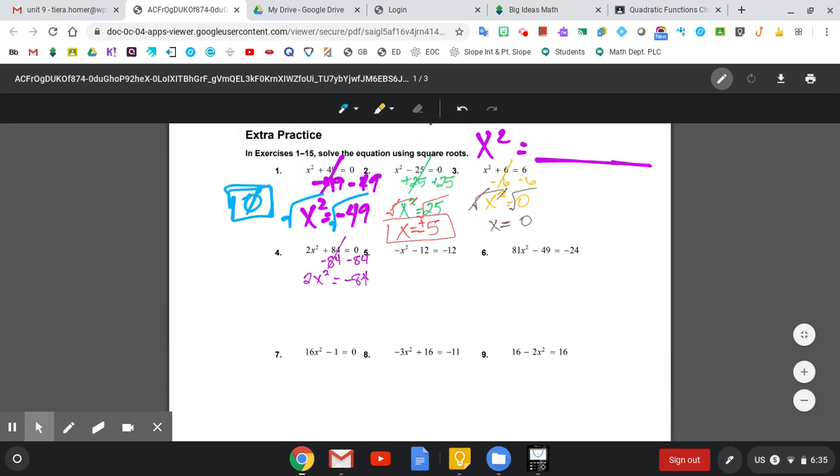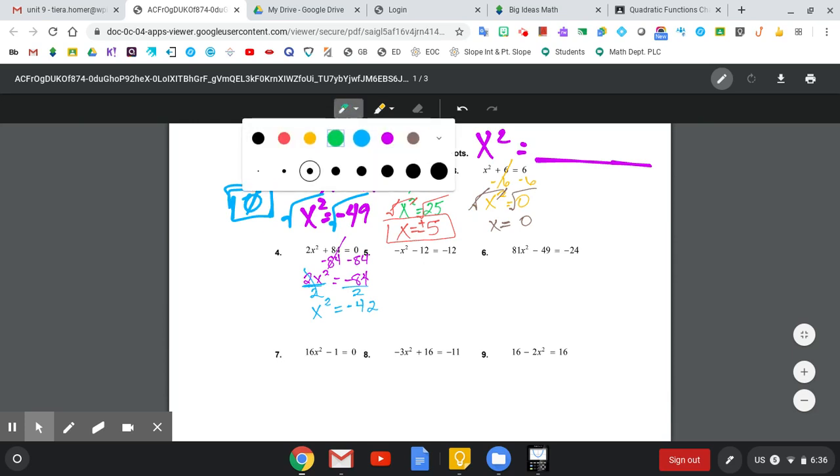Then my next step is not to square root because I still have this 2 in front of my x squared. Remember, a 2 right next to the x squared means multiply. I don't see a plus or minus sign between the 2 and the x squared, so I'm multiplying them together. The inverse of multiply is divide. So I'm going to divide everything by that 2 because I want that to eliminate to give me just that 1x squared. Then negative 84 divided by 2 is going to give us a negative 42.